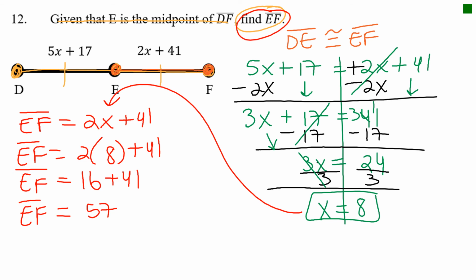Okay. So we needed to first set up an equation. Then we needed to solve that equation for the variable. And then once we solve that variable, we need to plug it in to find the actual length of EF. So that'll be our final answer.